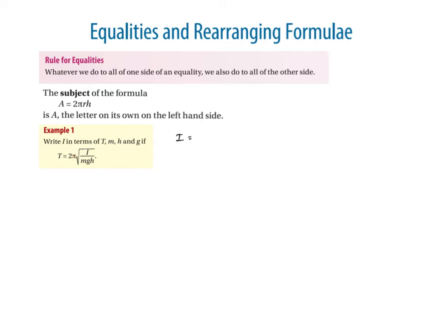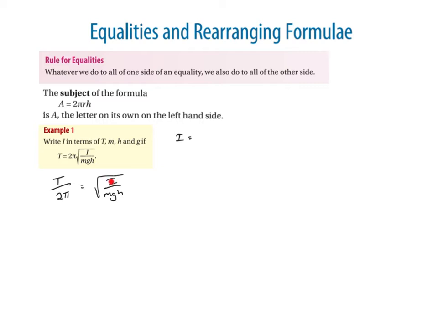Once I get to the last thing, I'm multiplied by 2 pi, I do the opposite to get rid of it. That means I have to divide by 2 pi, but I have to do it on both sides. So on the left-hand side now, I've got T divided by 2 pi, and I just rewrite everything else. So I've got the square root of I over mgh. Now don't try to do too much in one go. I then start my story again.